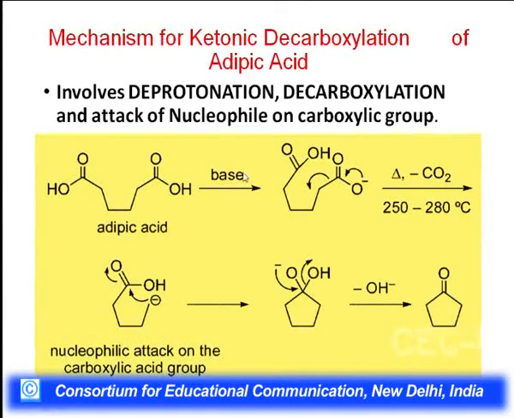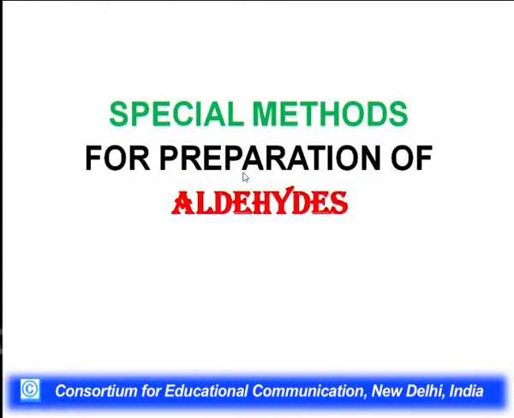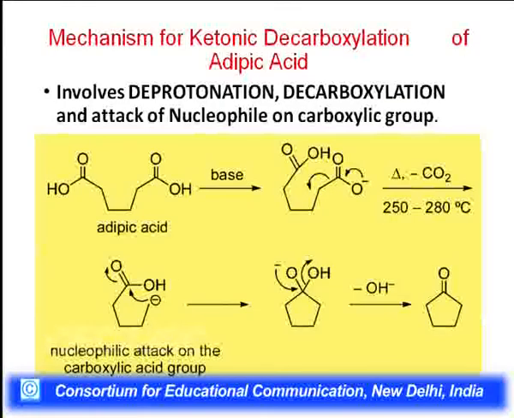The first one is deprotonation, second is decarboxylation, and third is the nucleophilic attack of the carbanion on the carboxylic group. So when we do the reaction of adipic acid in the presence of a base, it removes this H plus from here. The adipic acid undergoes deprotonation to give us this anion.